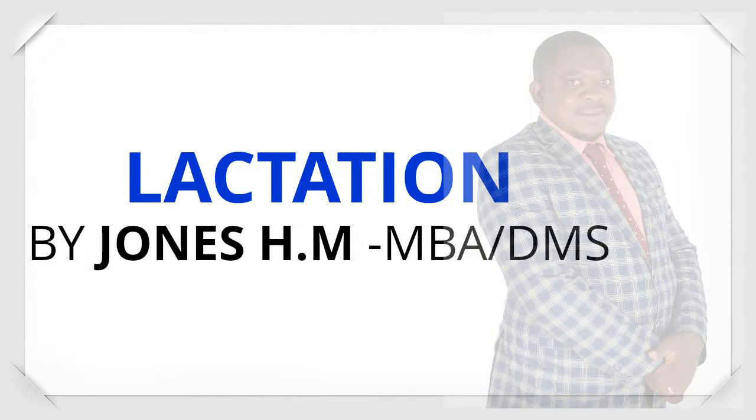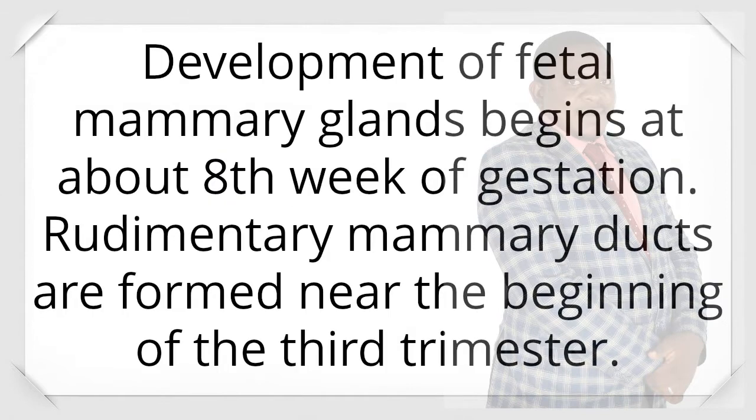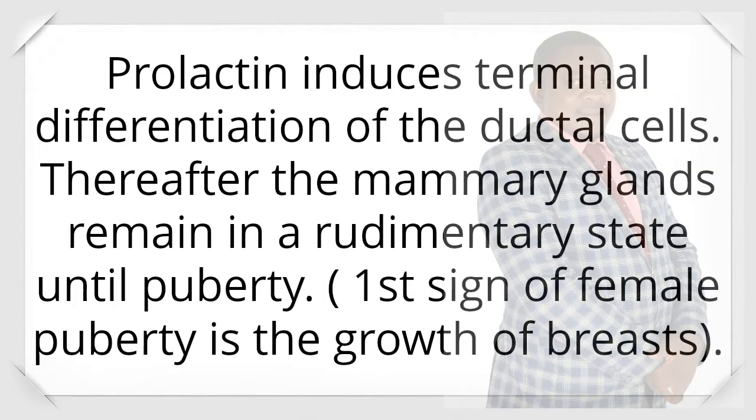Today, we discuss lactation. Development of fetal mammary glands begins at about 8 weeks of gestation. Rudimentary mammary ducts are formed near the beginning of the third trimester. Prolactin induces terminal differentiation of the ductal cells. Thereafter the mammary glands remain in a rudimentary state until puberty. First sign of female puberty is the growth of breasts.